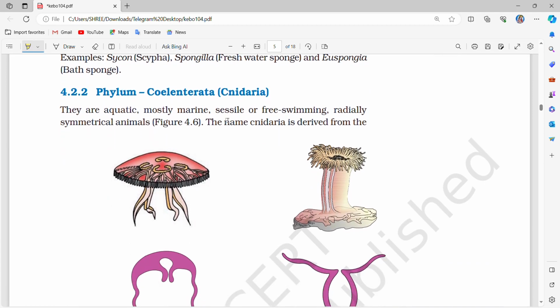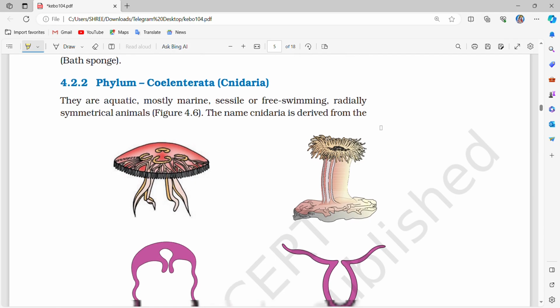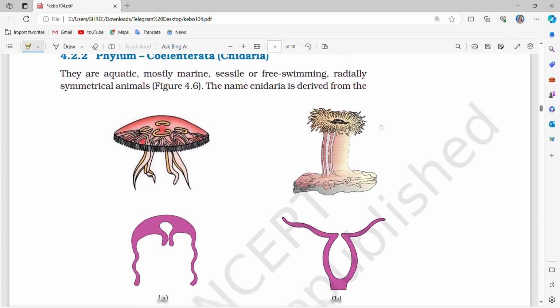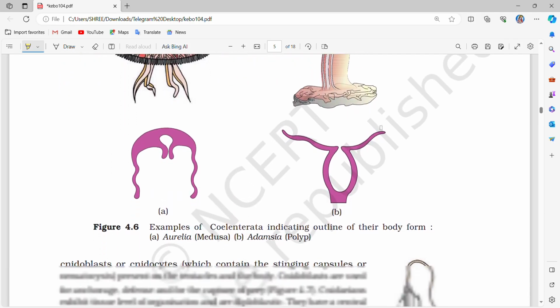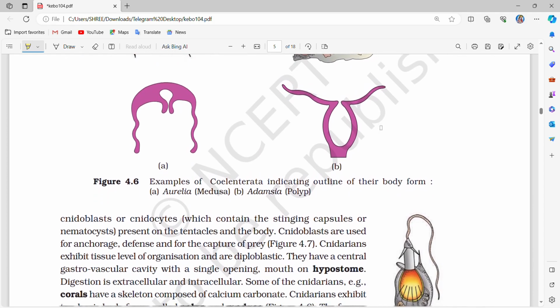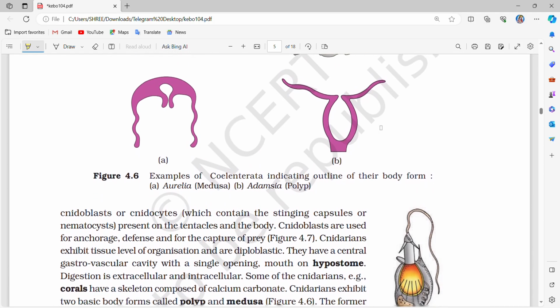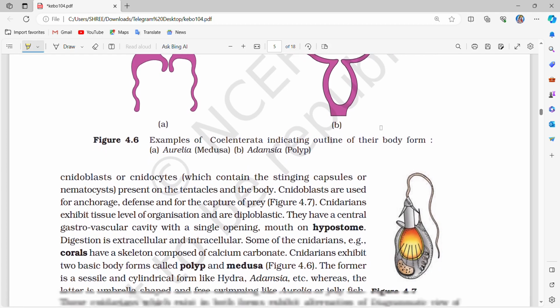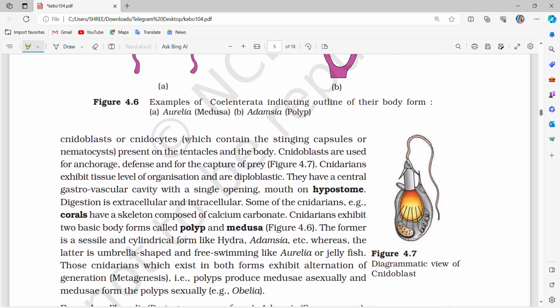4.2.2 Phylum Coelenterata, Cnidaria. They are aquatic, mostly marine, sessile or free-swimming, radially symmetrical animals, figure 4.6. The name Cnidaria is derived from the cnidoblasts or cnidocytes, which contain the stinging capsules or nematocysts, present on the tentacles and the body. Cnidoblasts are used for anchorage, defense and for the capture of prey, figure 4.7.